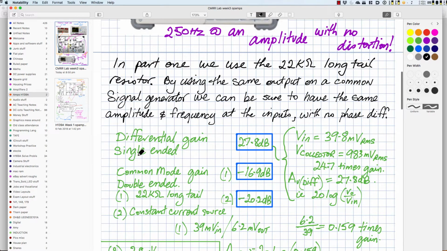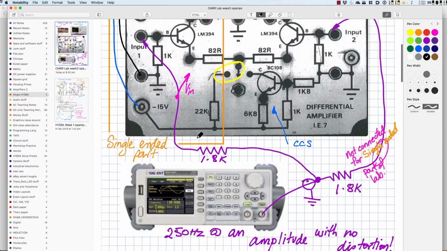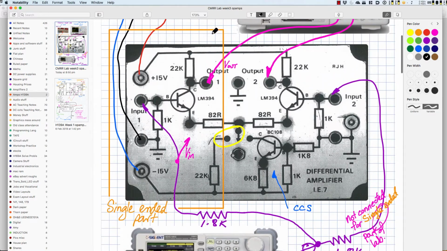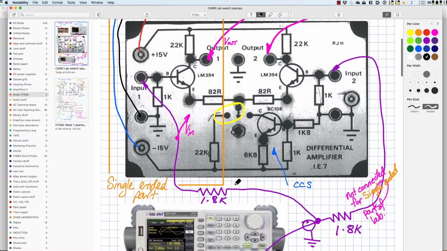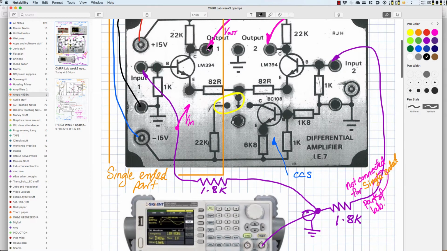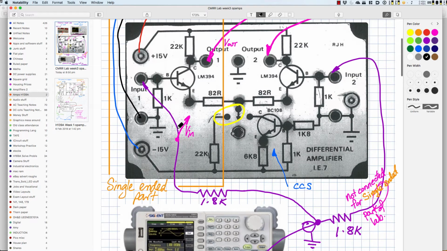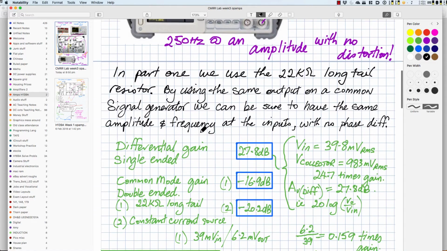Differential gain using a single-ended input. Well, using a single-ended input here, I've highlighted this with an orange square around this side of the board, and I'm only using the audio coming into Q1. I'm not connecting the base on Q2. So then I'll have an audio voltage at the collector, audio voltage I can measure on the base, and I've gone ahead and done that.